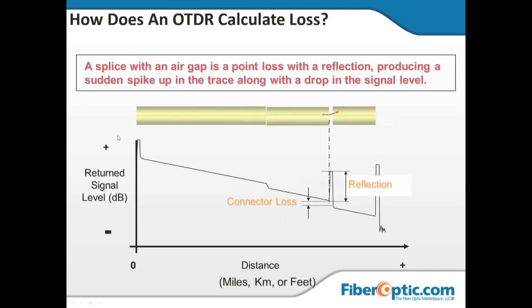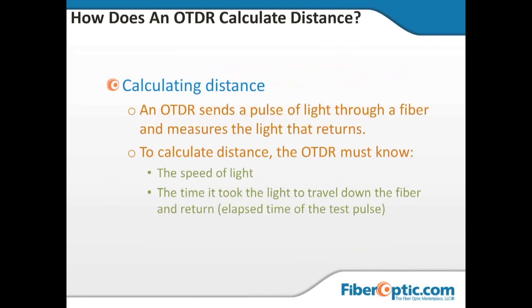Same thing with the reflectance at a reflective event. We're measuring reflectance, the amount of light returning, and again, that's plotted over time or over distance, which is determined by the time it takes to go out and back. The OTDR sends out that pulse of light, and it starts the clock, as we saw in that earlier animation. The OTDR has to know the correct speed of light in the fiber.